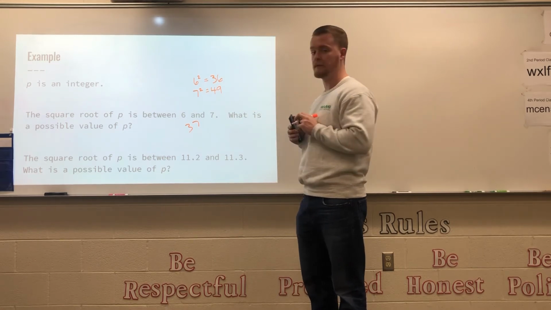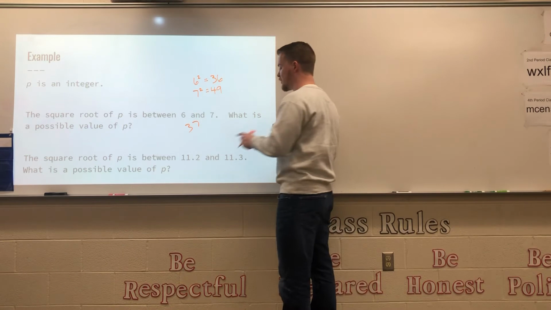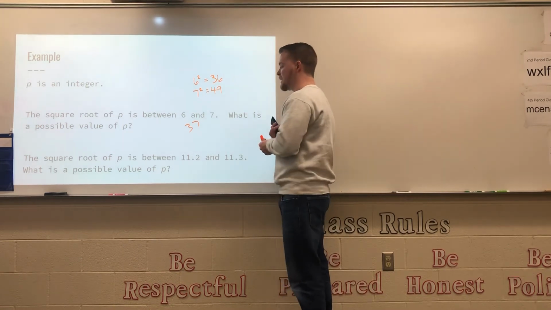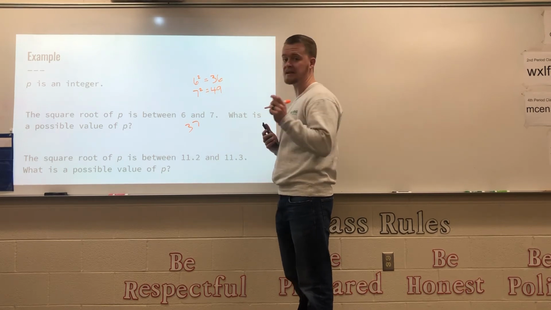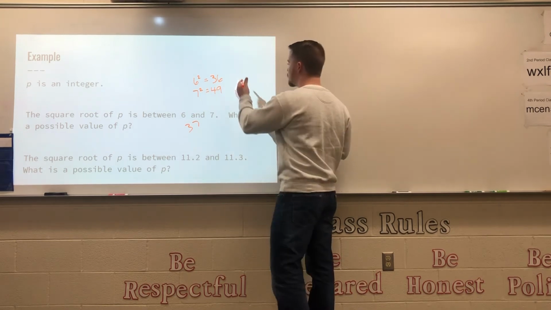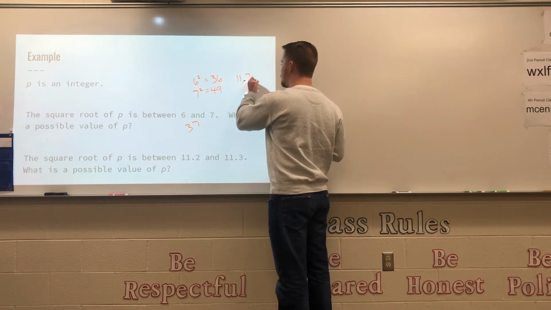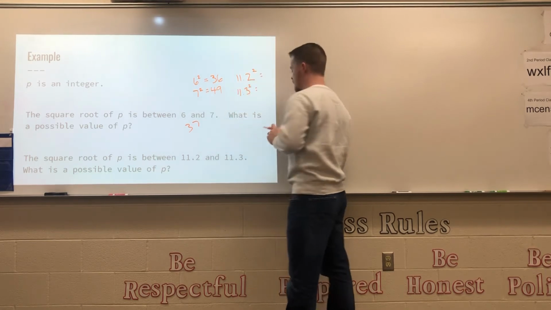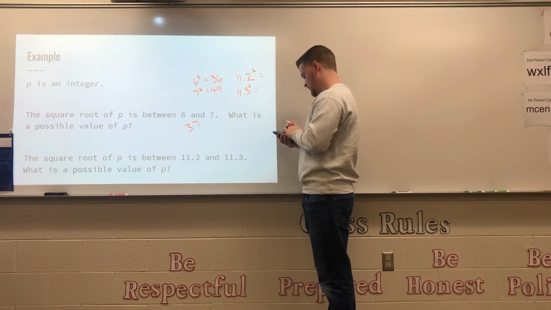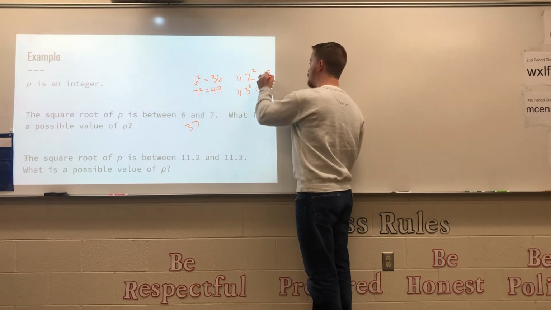Okay, so after you've hopefully tried it, pause the video, let's look at what we have. It says the square root of P is between 11.2 and 11.3. What's the possible value of P? So again, this has a smaller range, but I'm still going to do the same thing. If it just gives me the square root of P, I'm going to take each number and square it and see what I get. So 11.2 to the second power is 125.44.